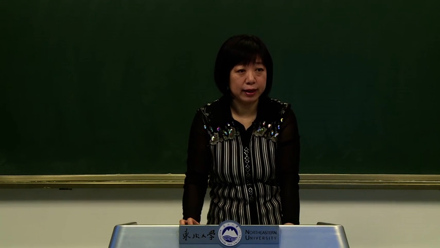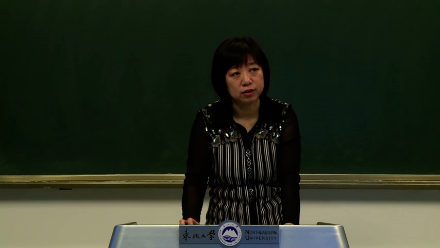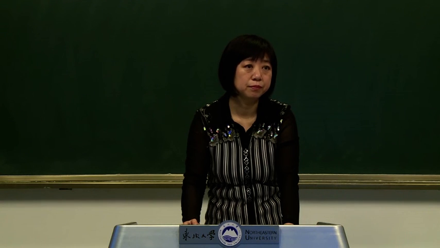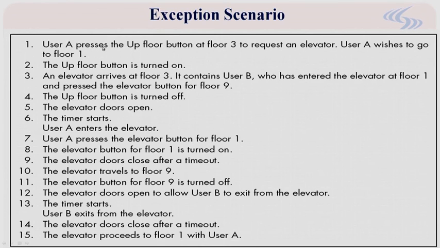And surely we can get some other scenarios for it. Let's see. User A presses the up floor button at floor 3 to request an elevator, and user A wishes to go to floor 1. The up floor button is turned on. An elevator arrives at floor 3. It contains user B, who has entered the elevator at floor 1 and pressed the elevator button for floor 9. The up floor button is turned off. The elevator doors open. The timer starts.